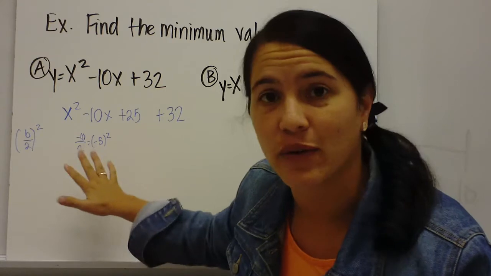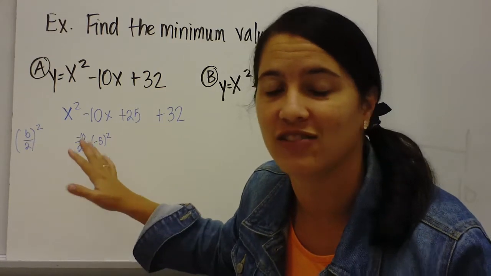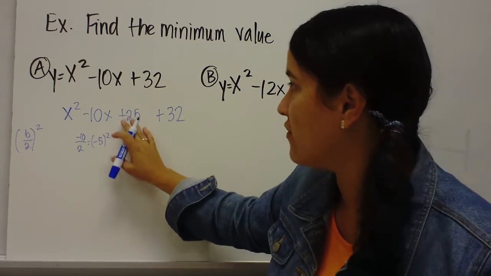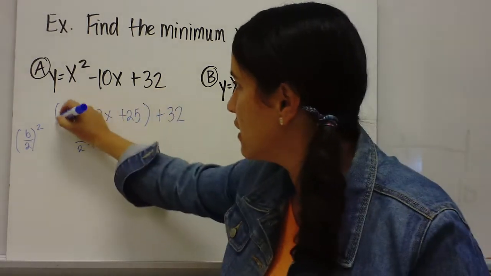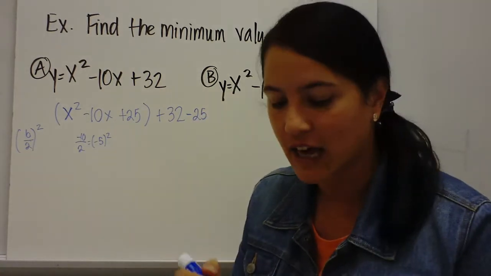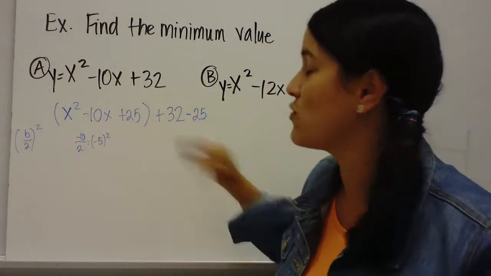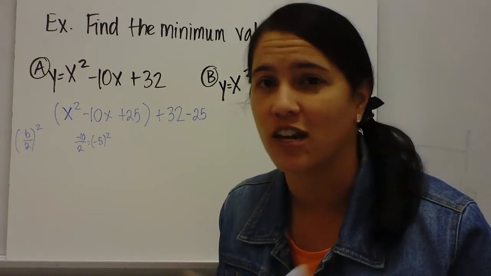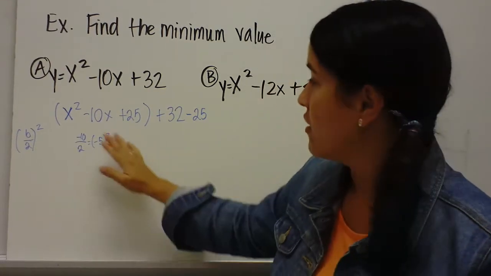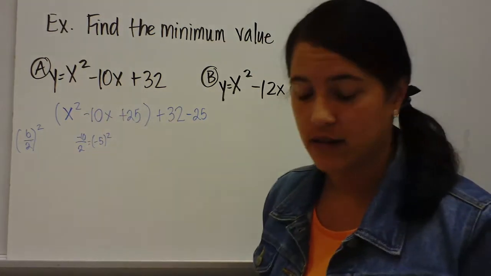Now we can't just add 25 to the equation. We can't just stick a number in there. We have to keep it balanced. So if I'm adding 25 on the inside, so put your parentheses, that means I need to take away 25 on the outside. Because if you add 25 here and take 25 away, you really haven't changed it. And you know all about math. Whatever you do on one side, you have to do the other. So that is the process.